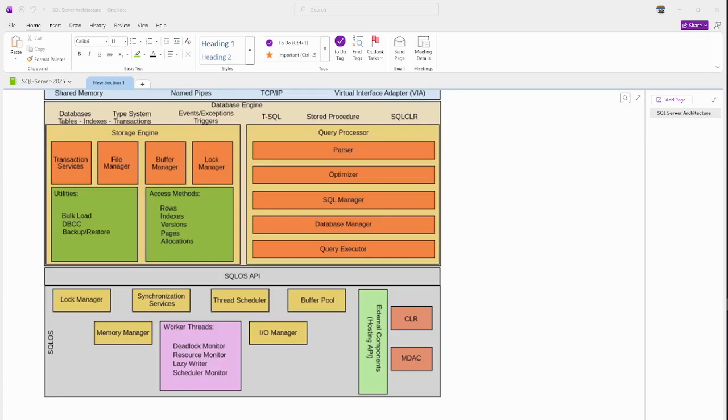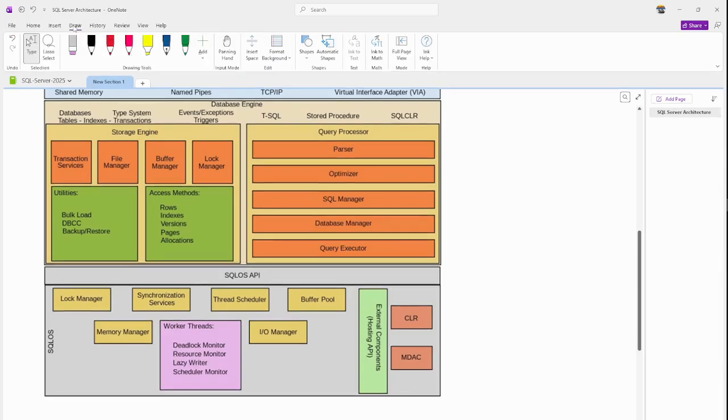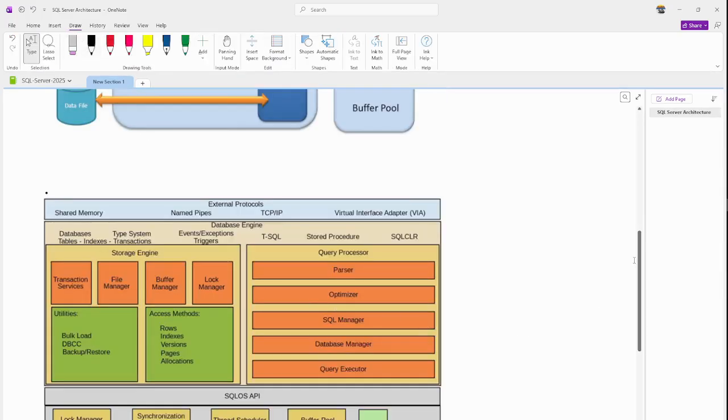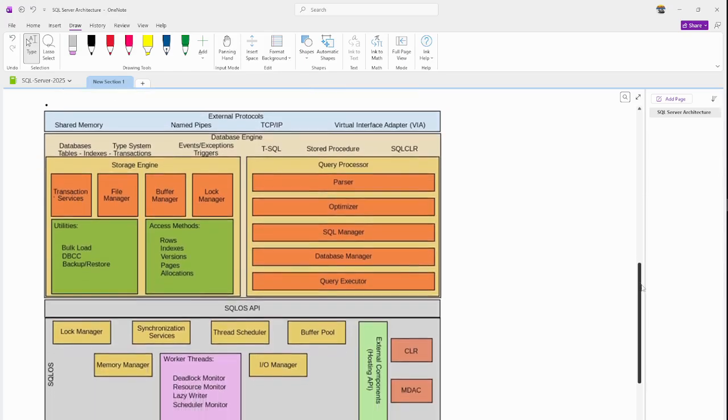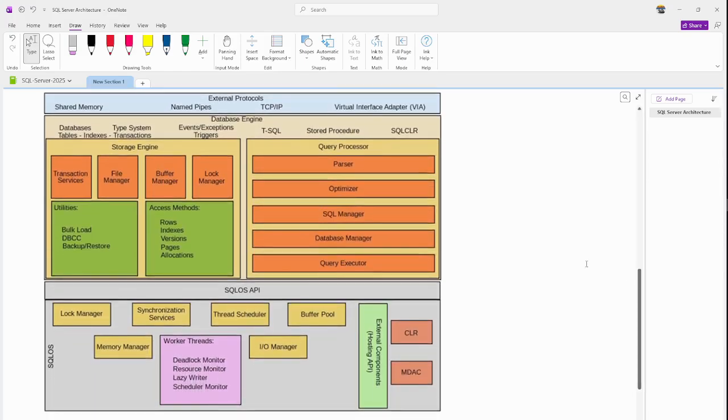Now we have something deep dive. This will focus on the complete system architecture and resource management. So earlier it was the what and this will be the how. So you have resource management, and we are introducing the SQLOS here, the SQL Server Operating System.